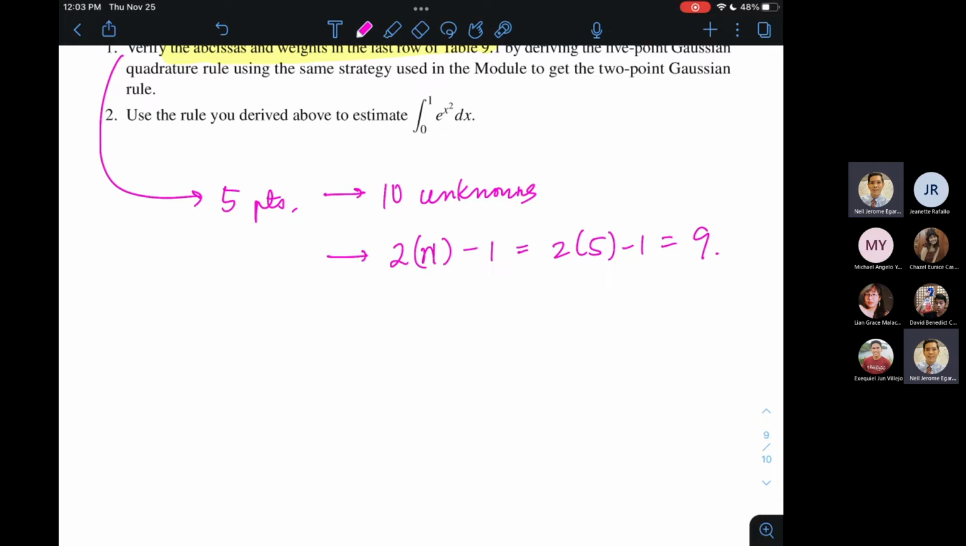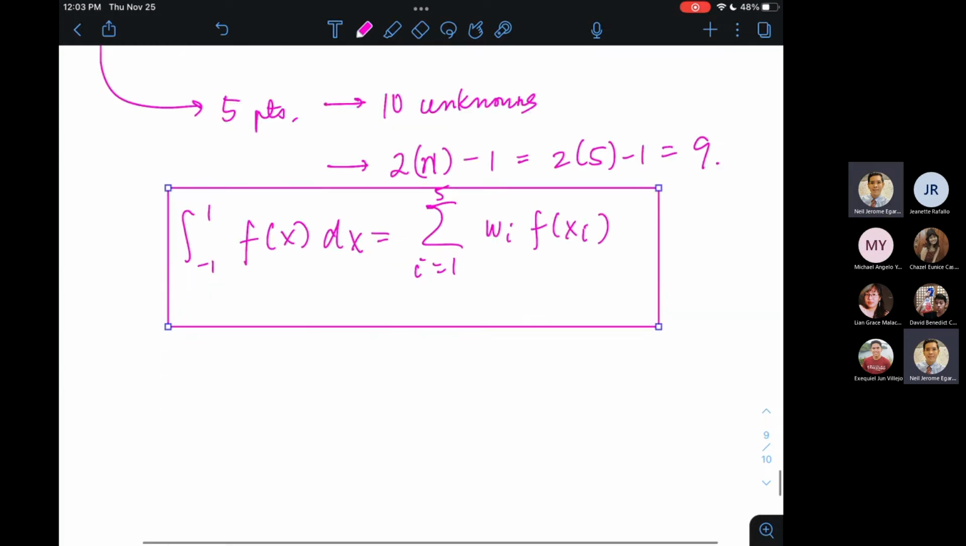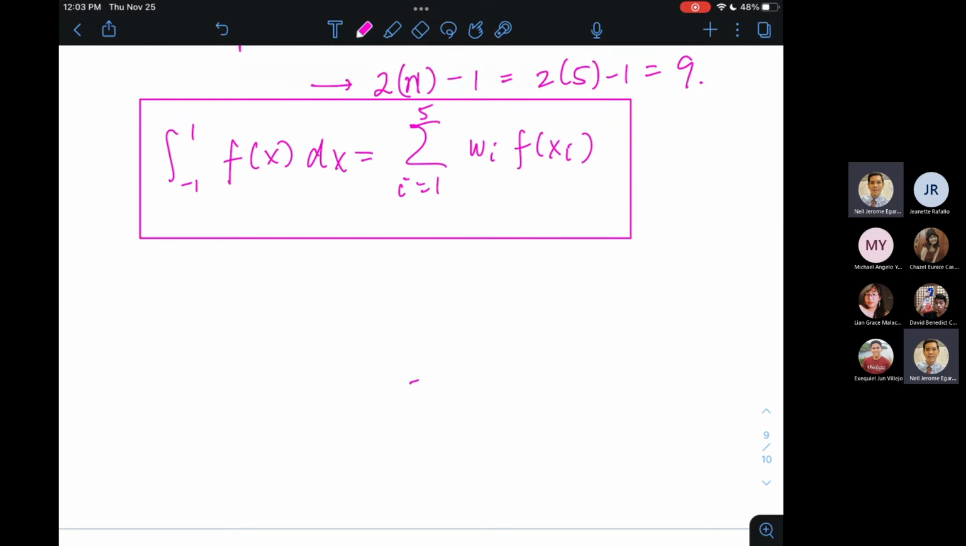So ibig sabihin dapat yung integral from -1 to 1 ni f of x dx ay equals sa actual quadrature value na makukuha natin dun sa quadrature, w sub i f of x sub i going from 1 to 5. So ito yung itsura nung equation na gusto nyong i-solve where f will take the following function.